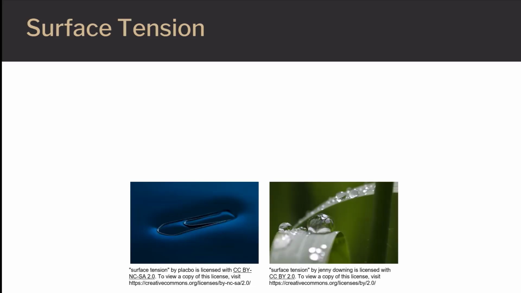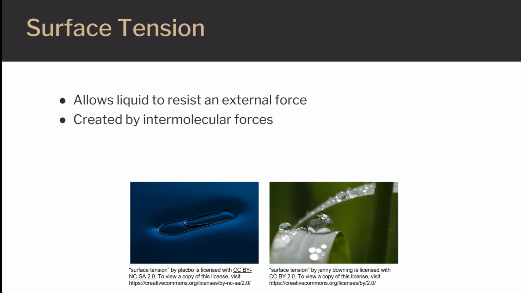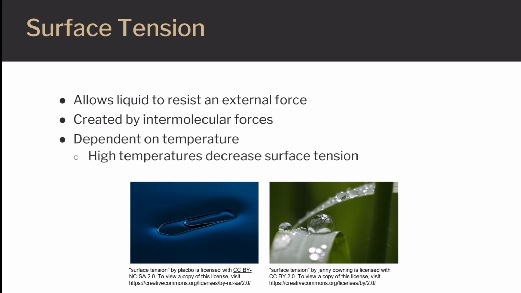The cohesion mentioned in the previous slide also generates surface tension. Some liquids experience such great intermolecular forces that they can resist the pressure applied by an external force, provided the external force originates from a small object. This is known as surface tension. Increased temperatures, as previously mentioned, disrupt the intermolecular forces and therefore reduce the surface tension.